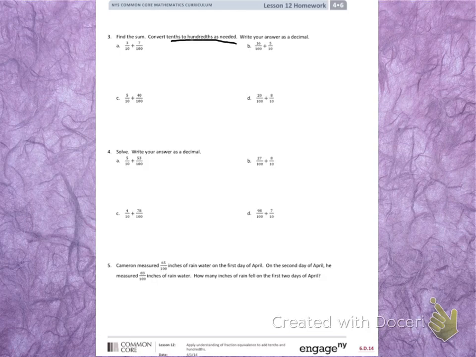All right, so letter A wants us to add 3 tenths plus 7 hundredths. We can't add those together. They have to have like denominators. They have to have like units.